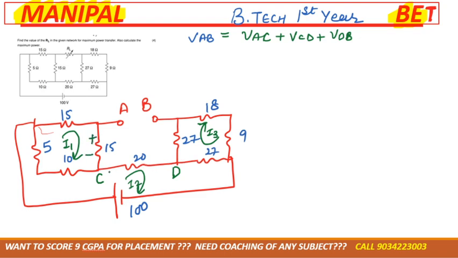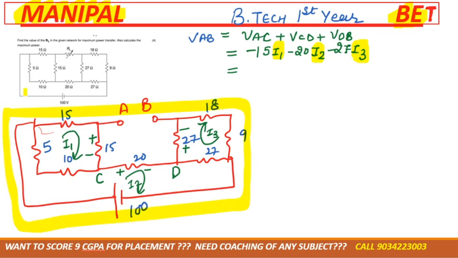Now let's mark the signs according to the direction. I told you we have to take the second sign, right? Every time we need to take the second sign, so it would be minus 15 I1 minus 20 I2 minus 27 I3, correct? For the calculation of I1, I2, I3, we need to apply mesh analysis to this circuit. Then we'll be able to get the values of I1, I2 and I3.